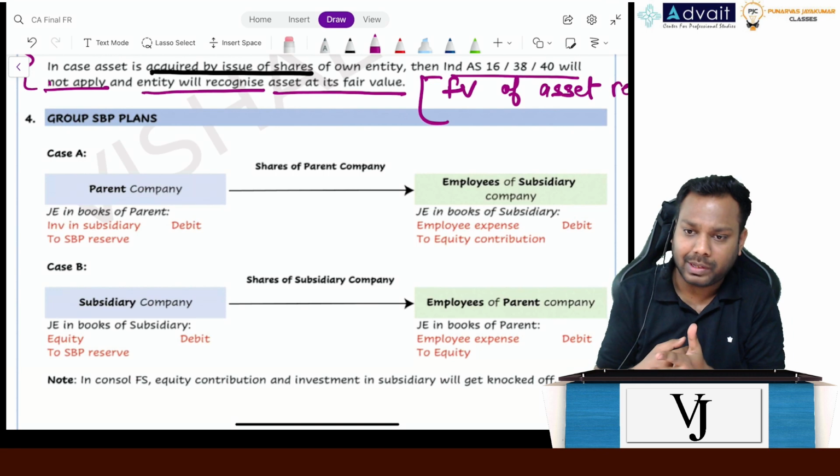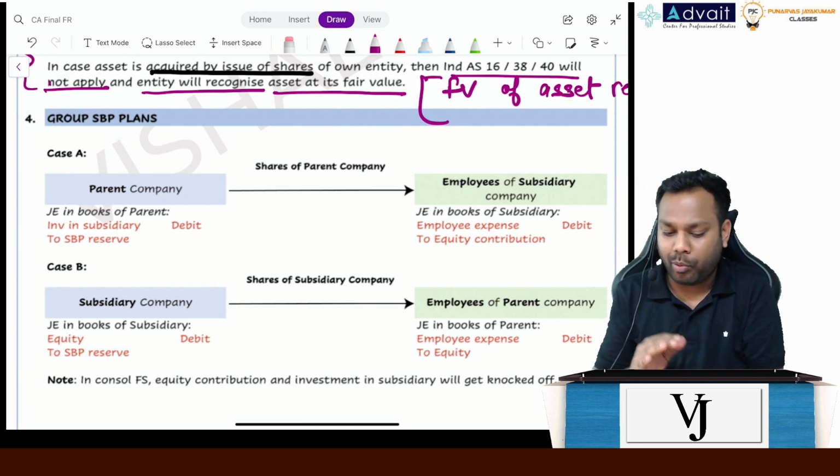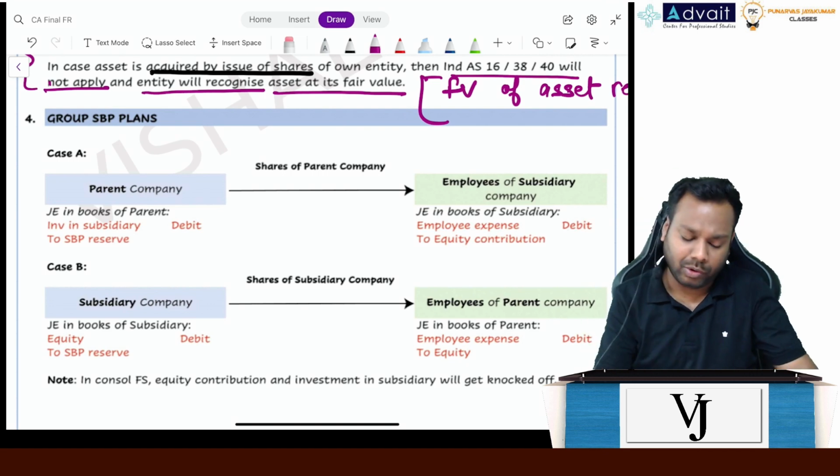And many times what happens is the subsidiary company is listed, and the employees are working for the parent company, right? So what happens?